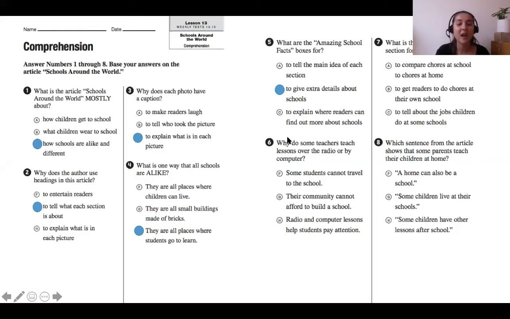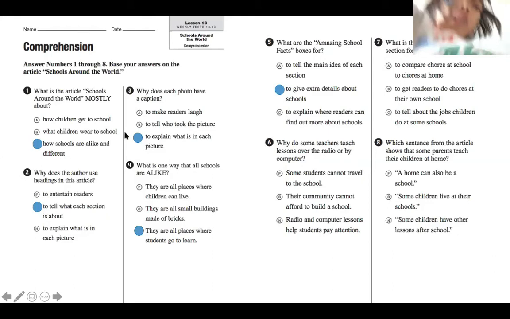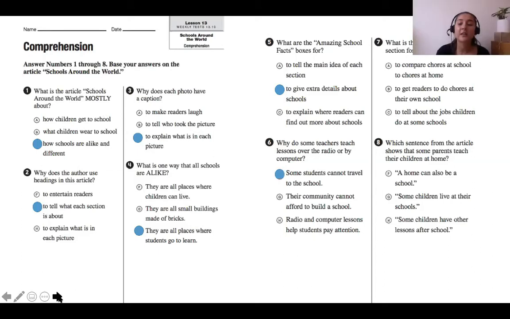Okay, number 6, why do some teachers teach lessons over the radio or by a computer? What do you think, Daisy? I think some students cannot travel to the school. Very good. Well done, Daisy. It's because some students live too far away from the school and they cannot travel. So they are allowed to go online and have their lessons through a computer, just like we're doing right now. Good girl, Daisy.